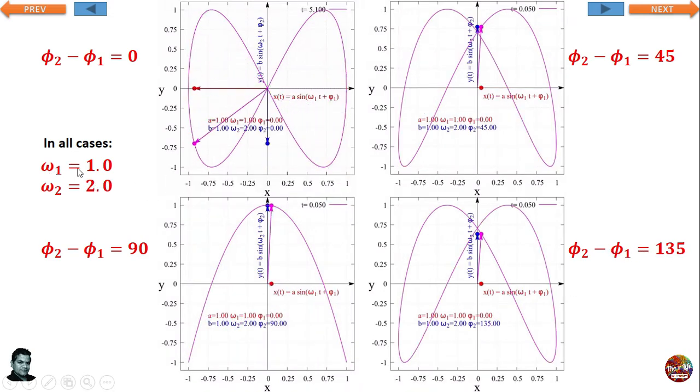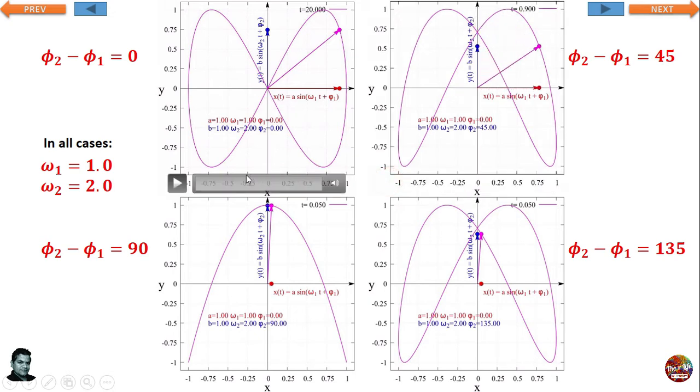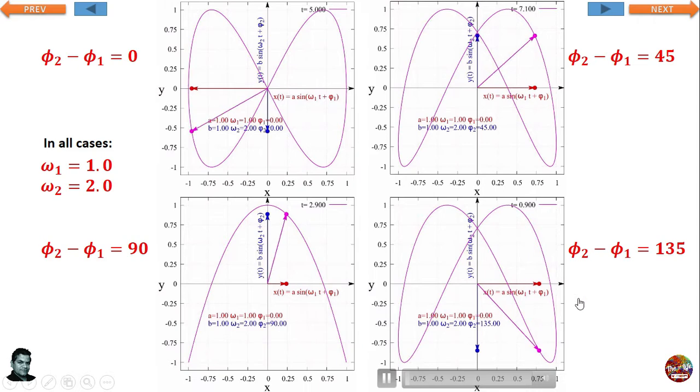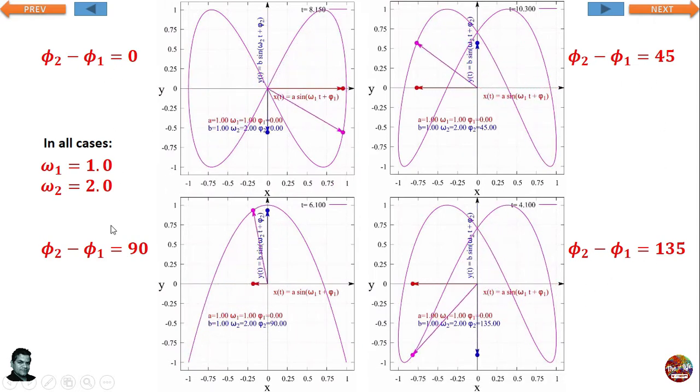Next, here the angular frequency is again not the same, and one is 2 times faster than the other. So here the oscillations are forming this kind of a Lissajous figure. So these are the different Lissajous figures for the corresponding phase differences. So these are very interesting curves.